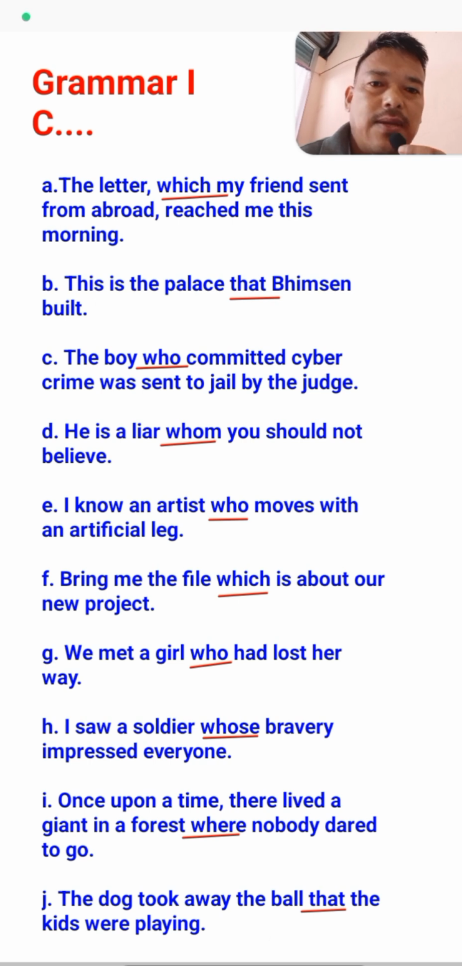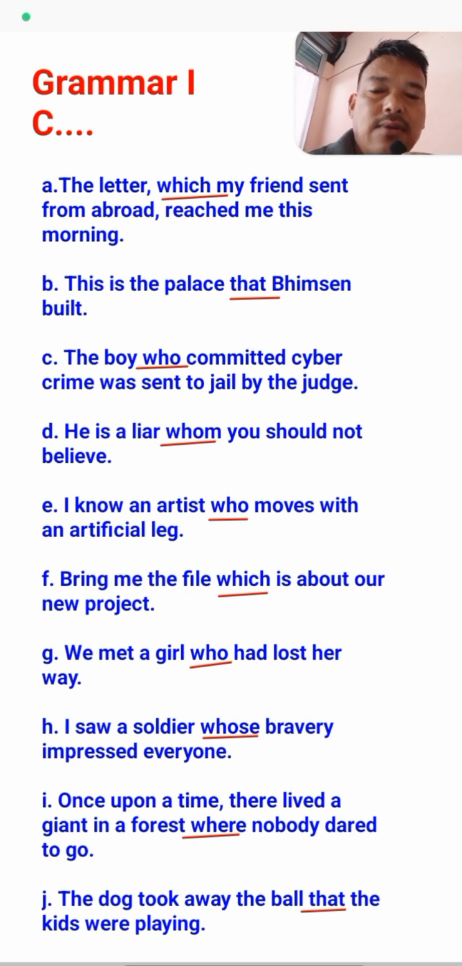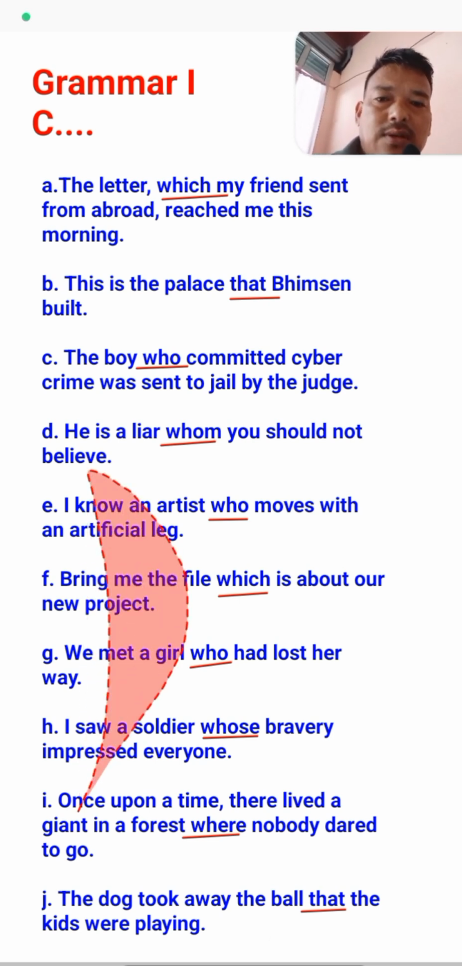And B number: this is the place where Bhimsen built, and for the place again we can use that or which also. And the C number: the boy who committed cybercrime was sent to jail by the judge. Again, D number: he is a liar whom you should not believe. I know an artist who moves with an artificial flag. An artist is also a person, so again we will use who. And F number: bring me the file. A file is a thing, so for that we use which or that. Students, this is all which I have solved here.